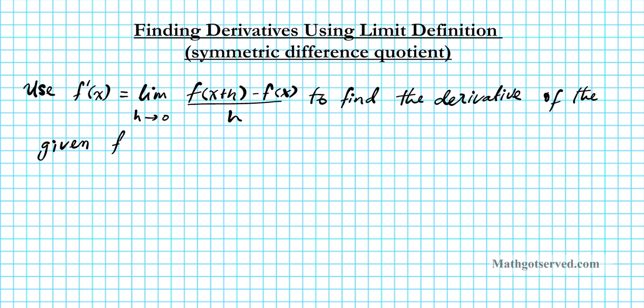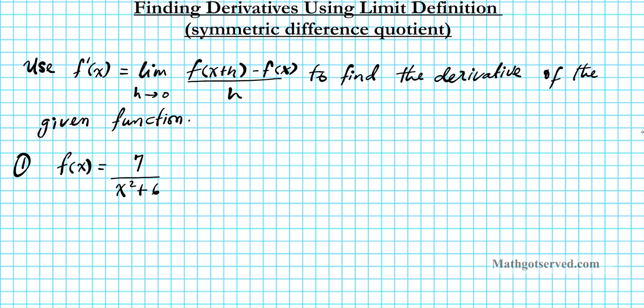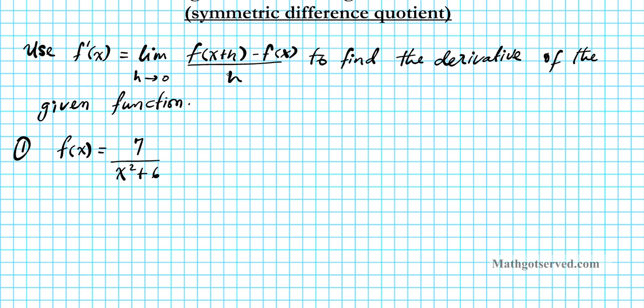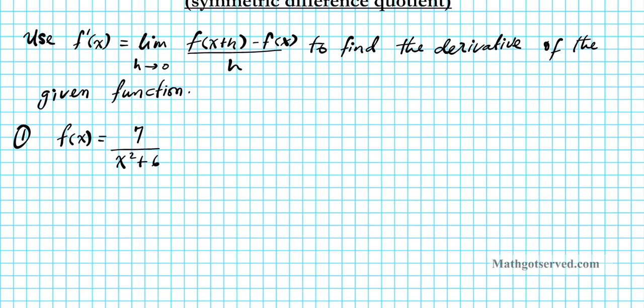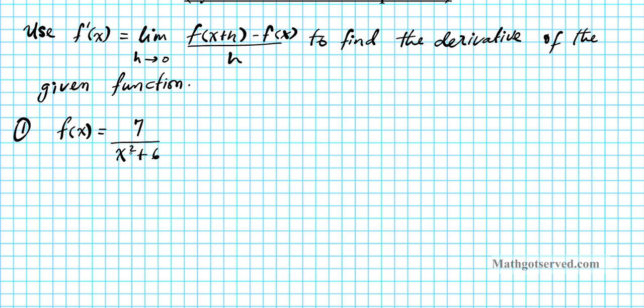All right. So the first example we're going to consider is a function f of x equals 7 over x squared plus 6. Now, before I pull everything together, I'm going to first of all determine what f of x plus h is, and then f of x we already have, and then we'll pull them together and then simplify our expression, okay? So if this is f of x, then what is f of x plus h?